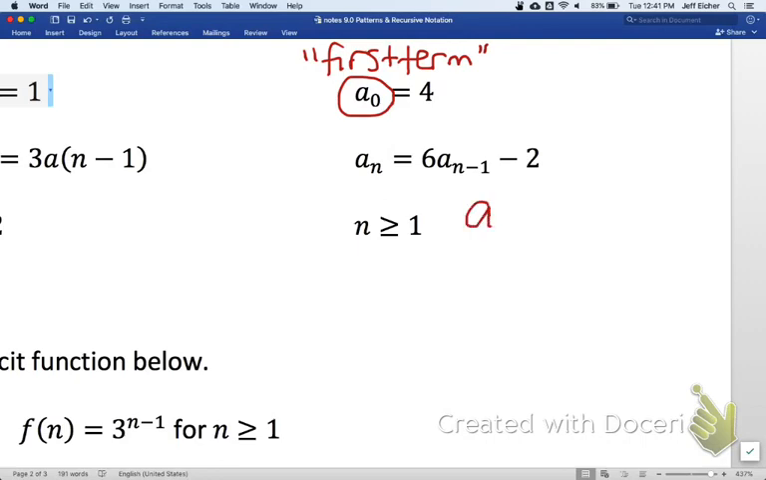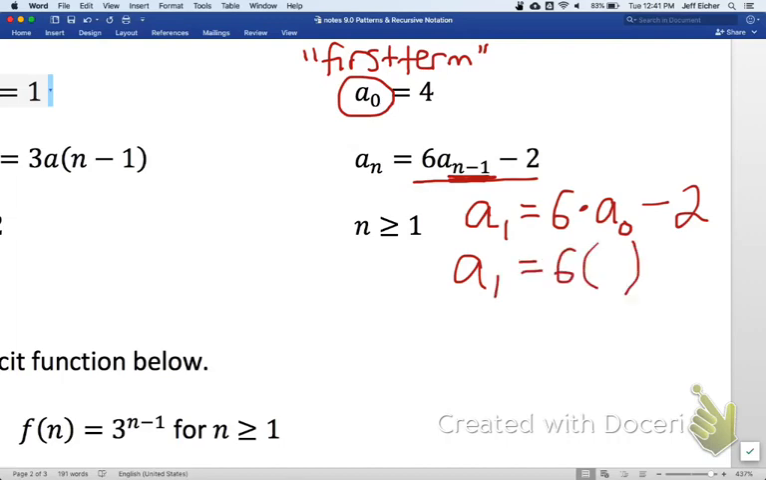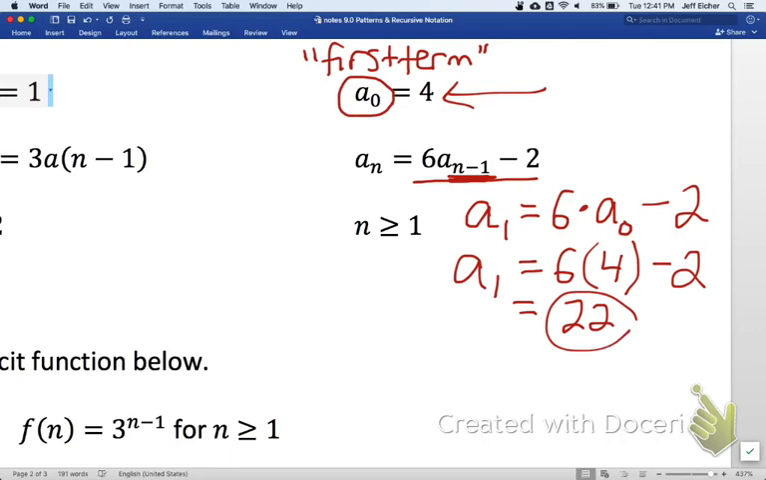So our next term in the sequence would be a sub 1. A sub 1 is defined this way. You're going to do 6 times the term before it, which is a sub 0. So this n minus 1, we're on 1, so 1 minus 1 is 0. And then minus 2. So our next term in the sequence would be 6 times where we're starting at 4 minus 2. So 24 minus 2 is 22. So that's our next term.